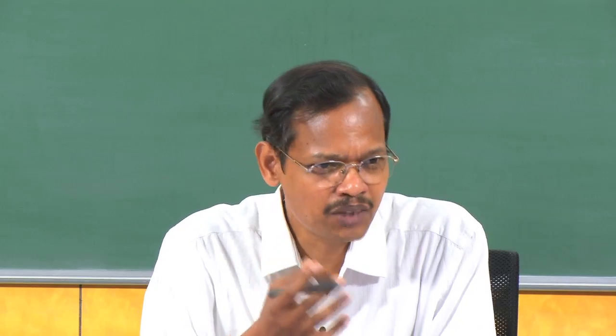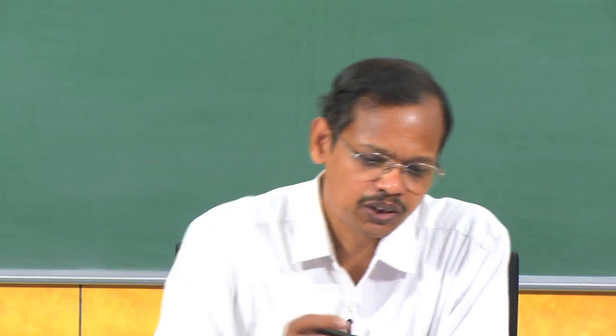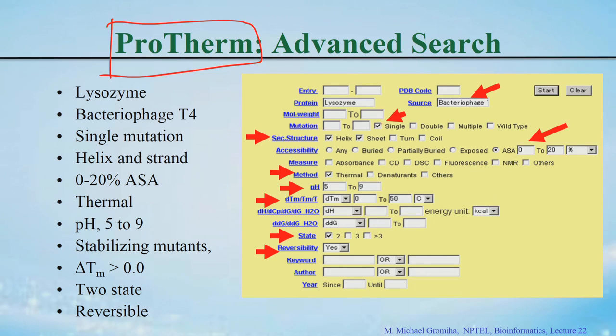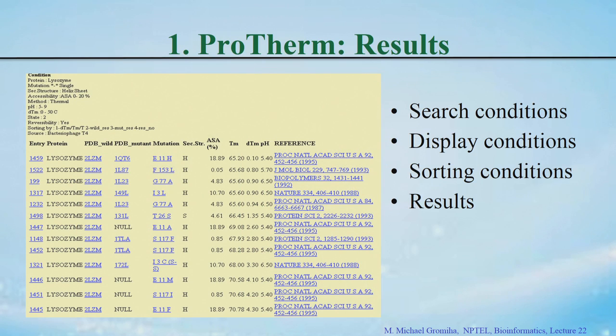So, how do we understand the factors which influence the stability? In this case we use the database. Which database contains the data? ProTherm contains the data. It has more than 25,000 entries and more than 12,000 or 13,000 single mutants. Now we can search this database based on various search options available. For example, you can select the mutation single and different types of other options available in the database, and finally, you will get the data.